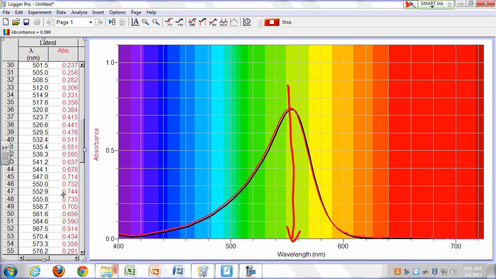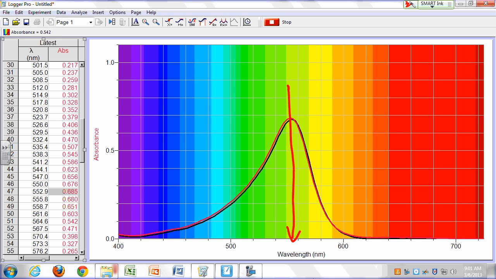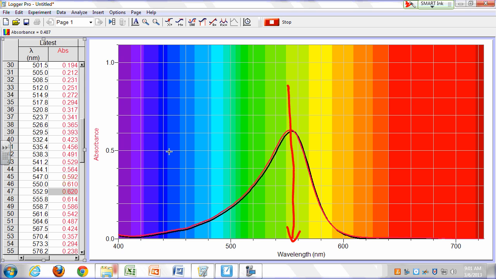Okay. Where's our peak value here? Right around 552, 553. Okay, so we're going to do another run. This time we're going to monitor how long it's going to take. We're going to monitor the absorbance versus time at 552 or 553 nanometers. Okay, so I'm going to set my next data collection. So let me just stop that data collection right there.